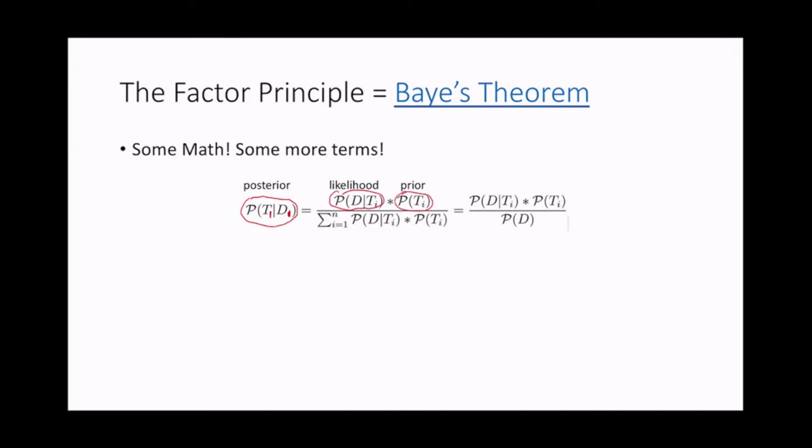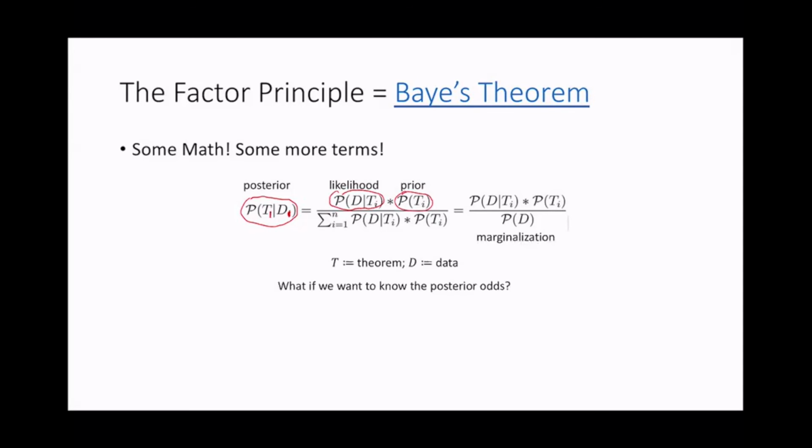For example, when we were talking about something being true or false, we have two T's. We have T1 and T2. T1 would be for an event to be true, and T2 would be for the event to be false. And the thing on the bottom here is called a marginalization. T represents theorem and D represents data.